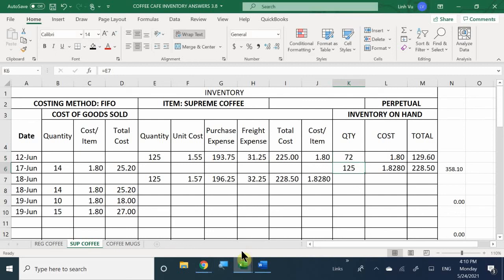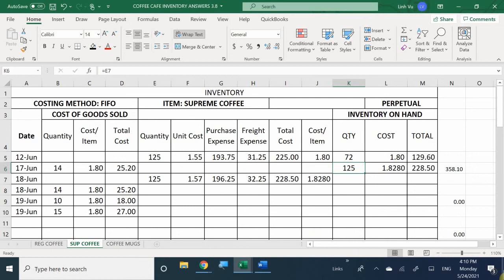72. So this is where you have to put your formula in your total cost, because I want to know what 72 times $1.80 would equal. And it will equal $129.60, because that's how much I have left in inventory on hand. So with my 125 pounds that I previously bought, I should have a grand total of $358.